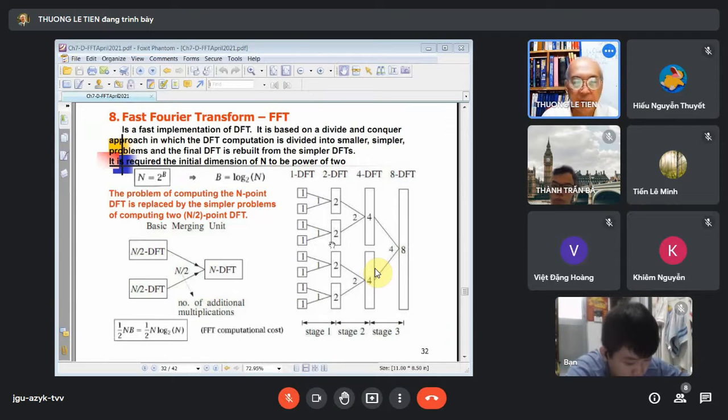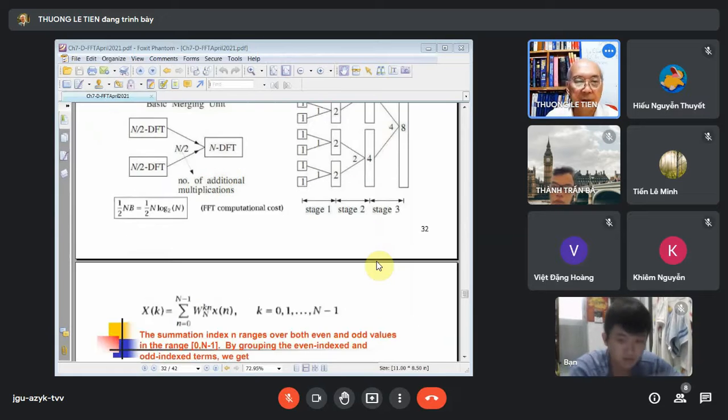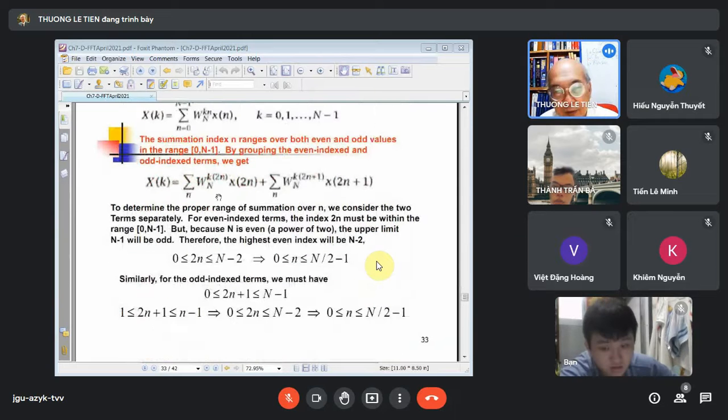So, the basic merging unit. If we have two N/2-point DFTs, we can merge them up to make an N-point DFT, right? And this is the FFT computational part. Now, the summation index n ranges over both even and odd values. Okay, now we look at the algorithm of the FFT.